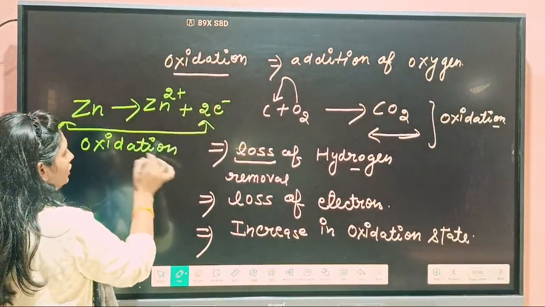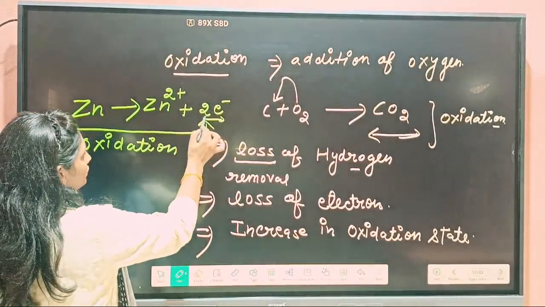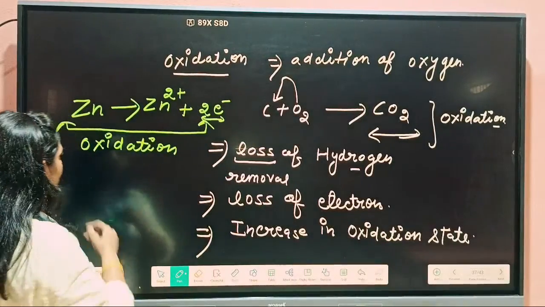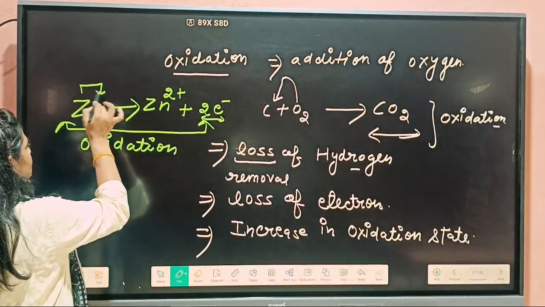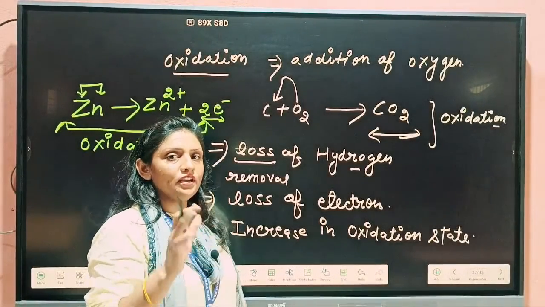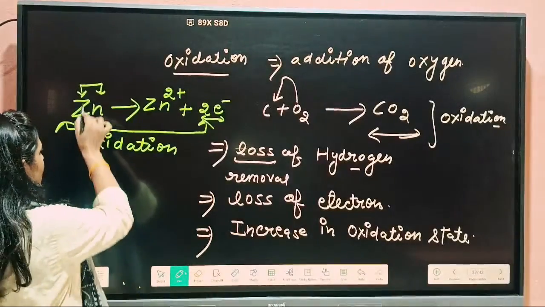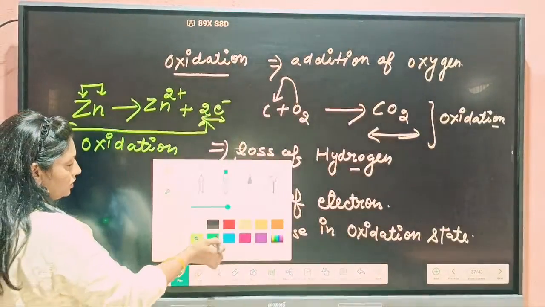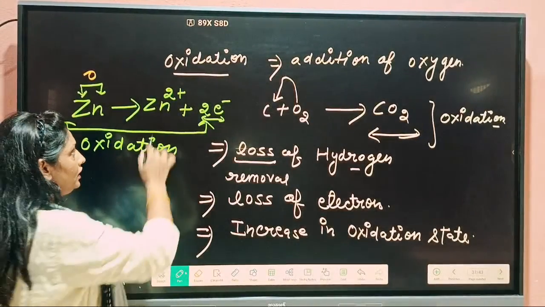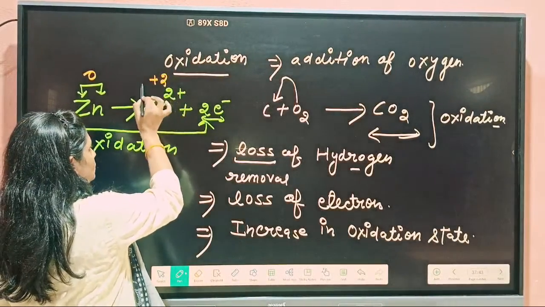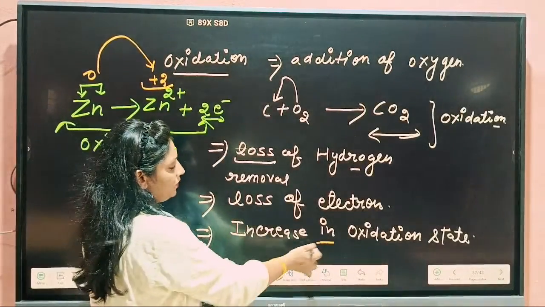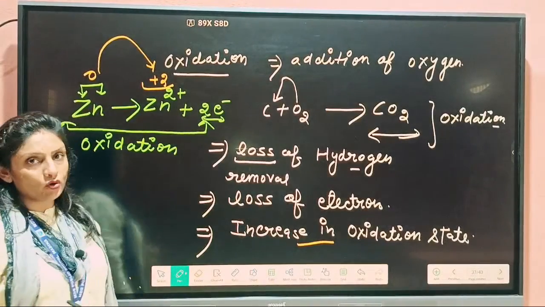Because here electrons are removed. And students, oxidation state you will study in class 11. Here you can understand only this thing. Here zinc has no charge on it. Here charge is 0, but here it has charge +2. So this charge is increasing here. If this increase takes place, then it is also known as oxidation.